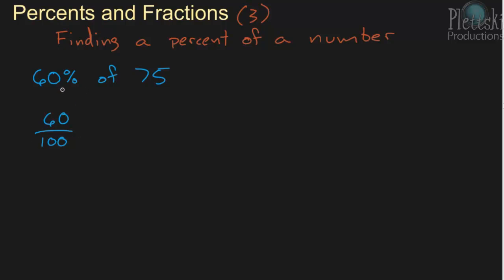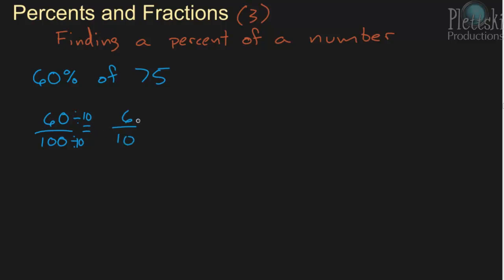So when I want to find a percent of a number, first I want to use the fraction form of the percent, or the ratio of the percent, and then I want to simplify that. So 60 over 100. If I divide the top, or the numerator, and the denominator by 10, 60 divided by 10 is 6, and 100 divided by 10 is 10.